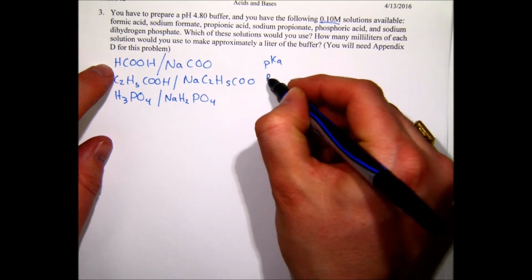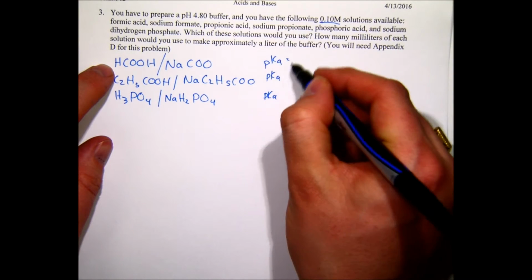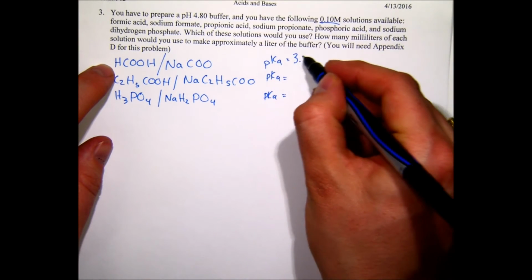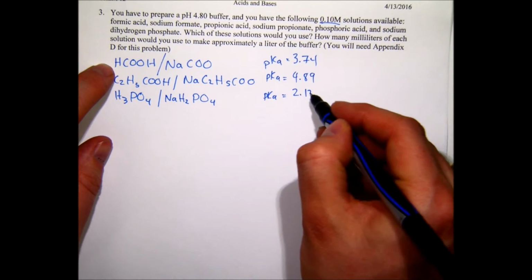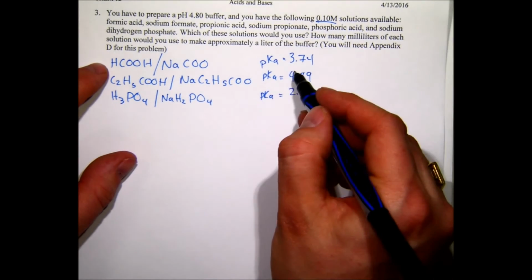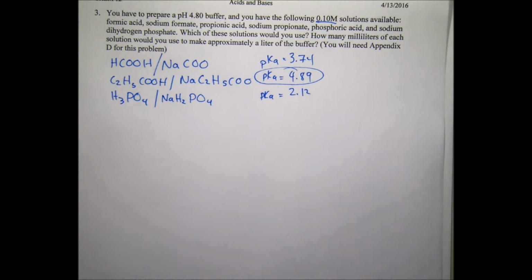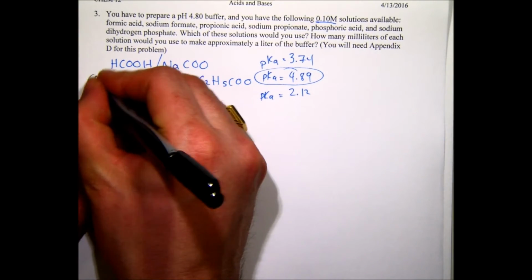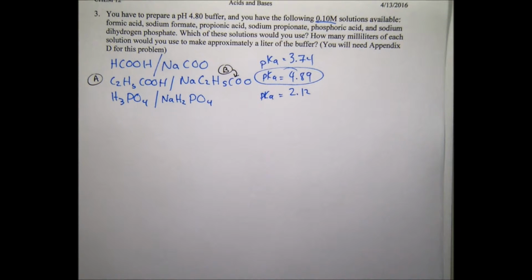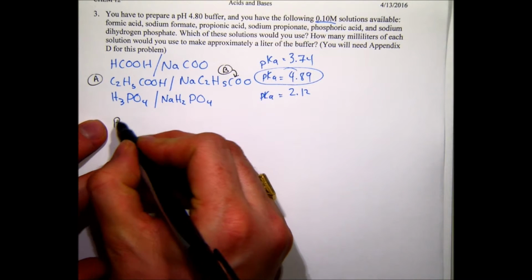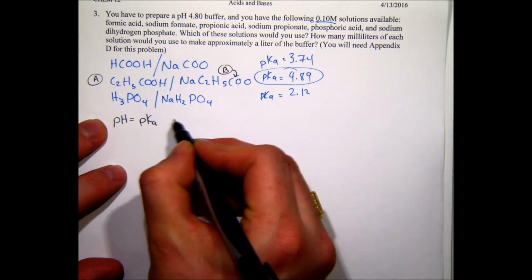So when you look up the pKa of each of these, we got 3.74, 4.89, and 2.12, those three. This would clearly be your choice. So when you look at this, you know that this is going to be your acid, and this is going to be your base. So we've picked our pair, and now we have to actually go to work. So the first thing that we're going to do is we're going to pull out our Henderson-Hasselbalch equation.